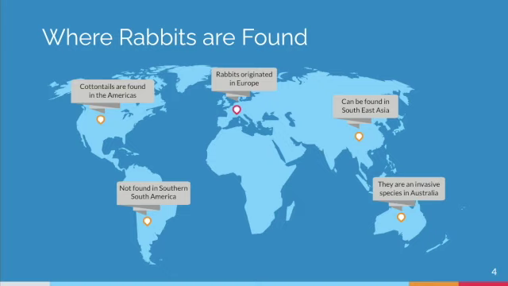Rabbits are found throughout most of the world. They originated in Europe. Cottontail rabbits evolved from the European rabbit and are found in the Americas. Rabbits, however, are not found in southern South America. They're an invasive species in Australia.